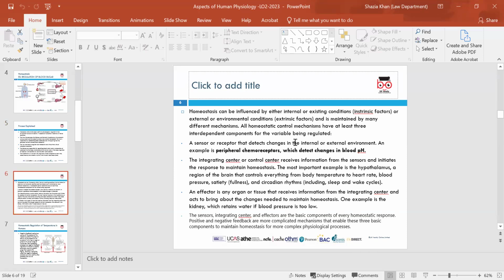Homeostasis can be influenced by internal or external conditions. So internal or external factors can be a part of this. And also, you know, elements of that can come into play when it comes to homeostasis. We look at the elements of external factors and internal factors, and it is maintained by many different mechanisms. External factors of homeostasis can be things like temperature, humidity, and altitude that can affect homeostasis by putting stress on the body.